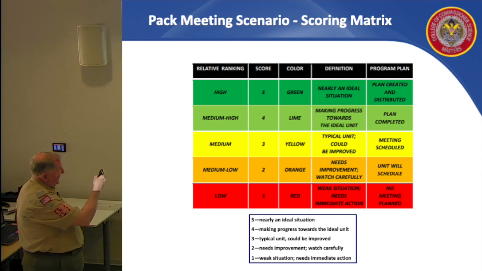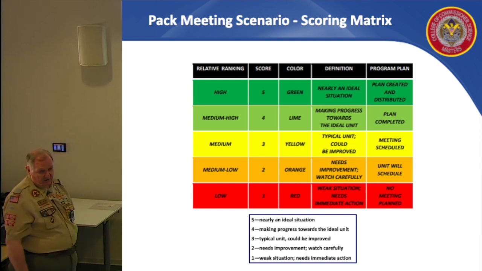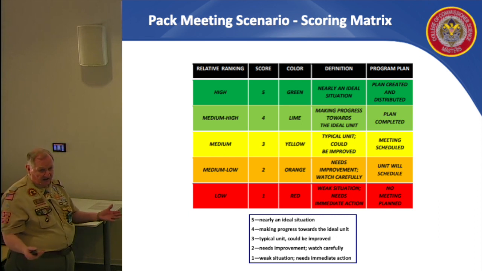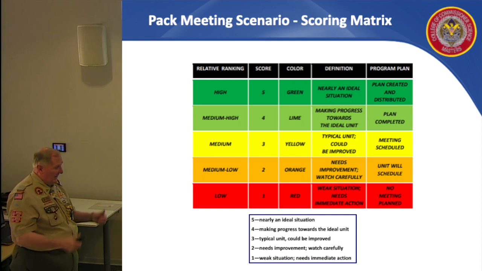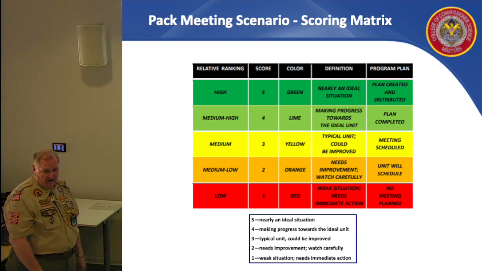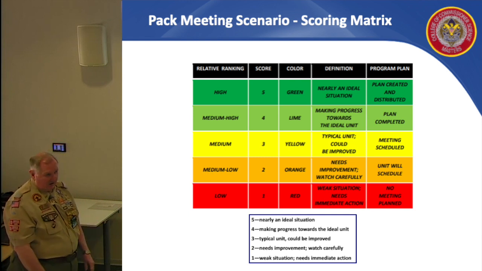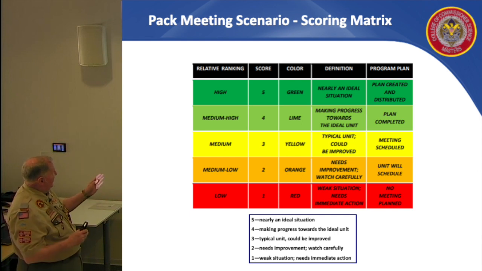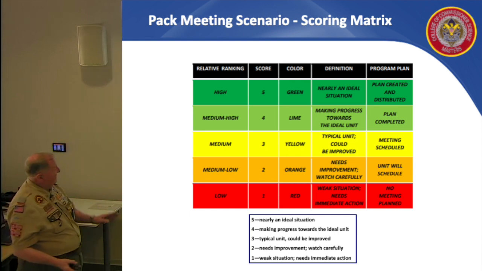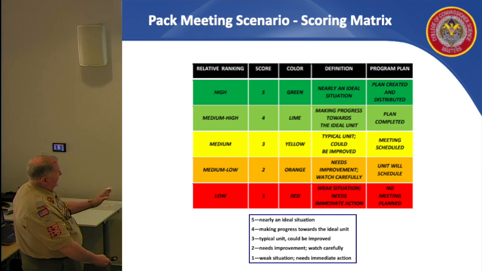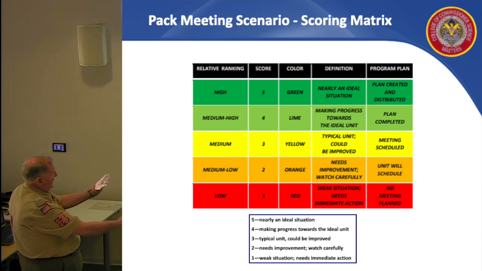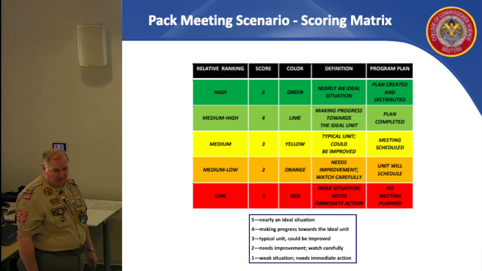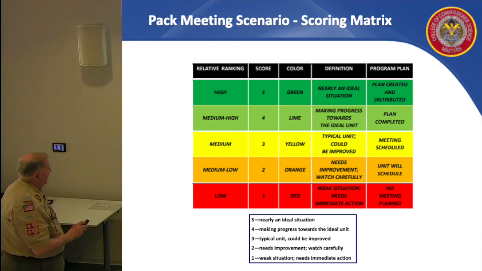If they've got a plan, then you give them the green, which means they're high. They've got their plan made. They can give it to you and you look at it, and you can say, hey, that's great. You've got a great plan there. Continue to move forward, okay? And it's the same thing for each one of them. The one thing you need to keep in mind is using the scoring system, the coloring system, and the program plan, okay? All right, moving forward.